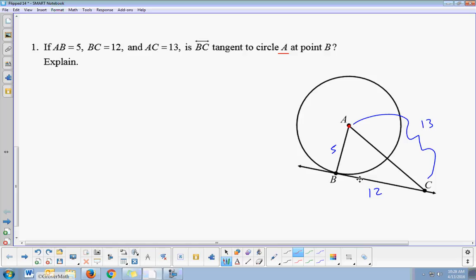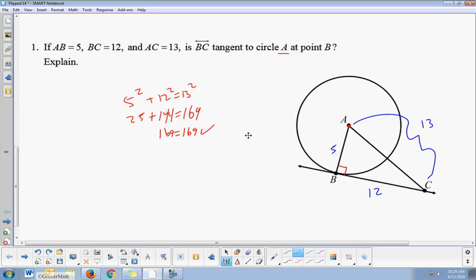And so if this were a tangent, then this must be perpendicular. And how could I prove that's perpendicular? Well, I could prove it's perpendicular by proving this is a right triangle. And if it's a right triangle, then these three lengths fit the Pythagorean theorem. Does 5 squared plus 12 squared equal 13 squared? That's 25 plus 144 equals 169. And 25 plus 144 is 169. So yes, that is perpendicular.